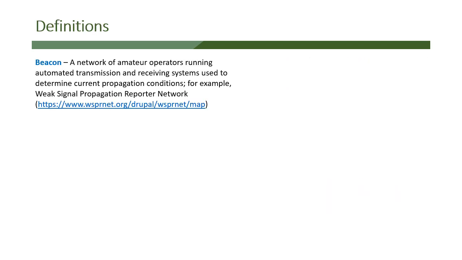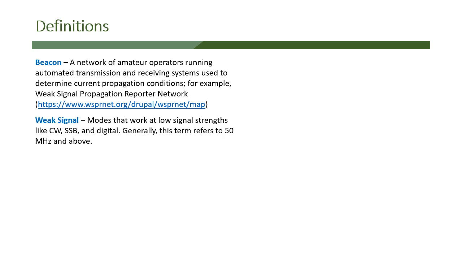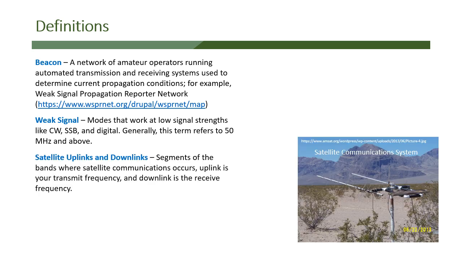We also have some definitions. A beacon is a network of amateur radio operators running automated transmission and receiving systems we use to determine current propagation conditions, for example, the Weak Signal Propagation Report Network, or WSPRnet. And we have weak signal modes, which are, for 50 megahertz and above, CW, SSB, and digital. That's what we define as weak signal in context to your technician license, as I said before.